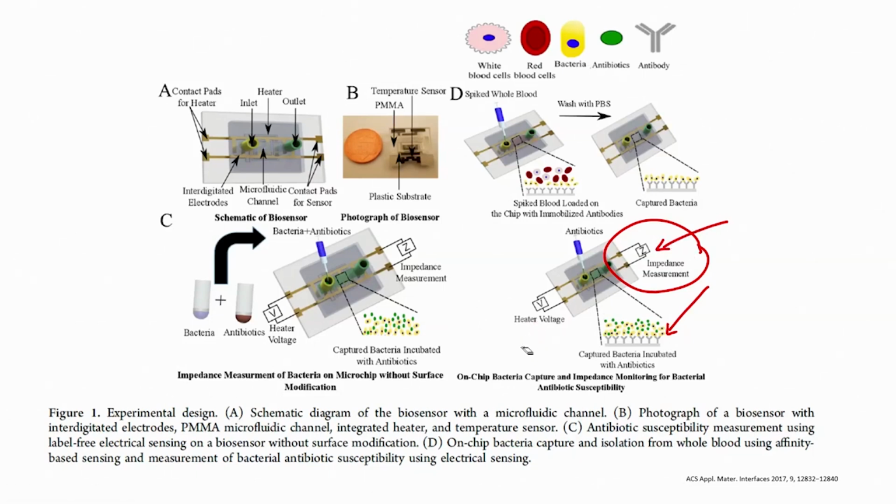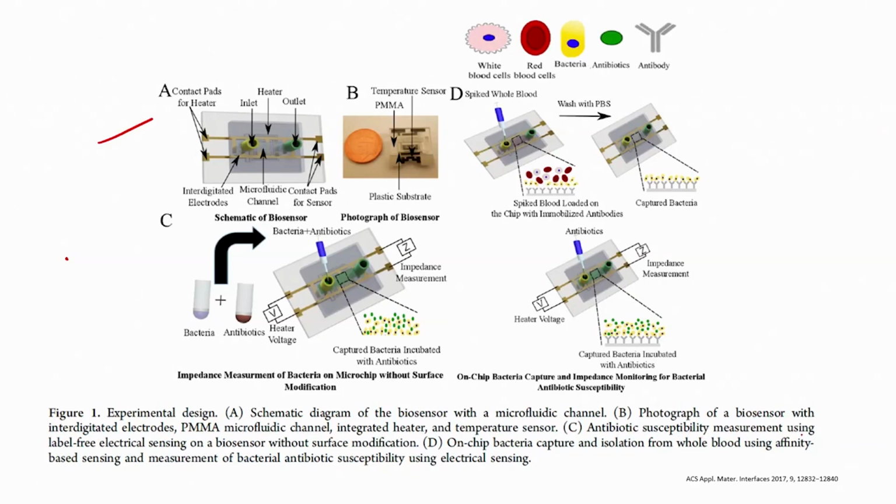Now, why is there a heater? There is a heater because we need to keep the bacteria at 37 degree centigrade. You have to culture the bacteria at 37 degree centigrade. So, if you see figure 1, this figure is an experimental design schematic. A is a schematic diagram of the biosensor with microfluidic channel, B is a photograph of the biosensor with interdigital electrodes, PMMA microfluidic channel, integrated heater and temperature sensor.